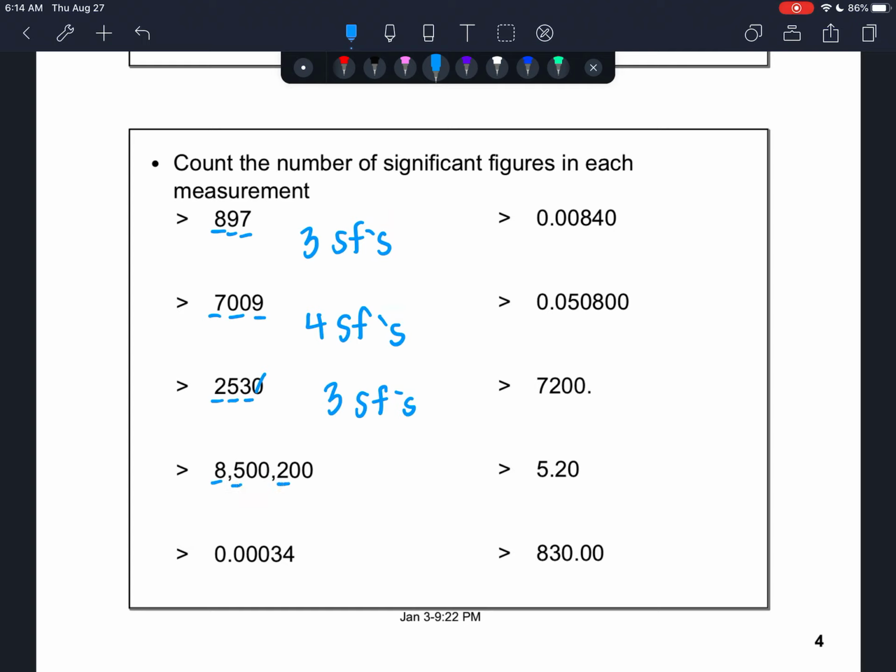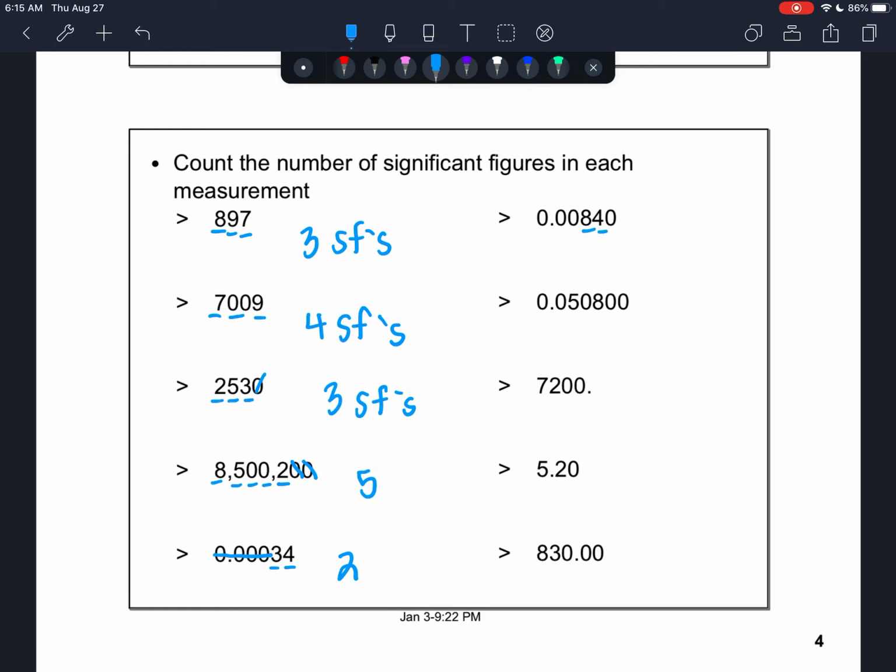8,500,200. I know the 8, 5, and 2 count. I know that these middle zeros count, but my ending zeros don't count if there's no decimal. So this has 5 significant figures. 0.00034. I know the 3 and the 4 count, but now I got all these leading zeros. Luckily for me, leading zeros never count. I don't even have to think about it. So this only has 2 significant figures.